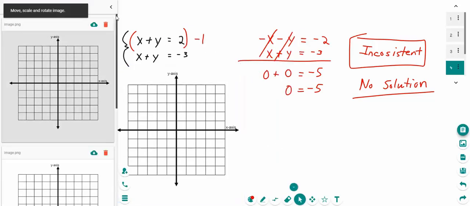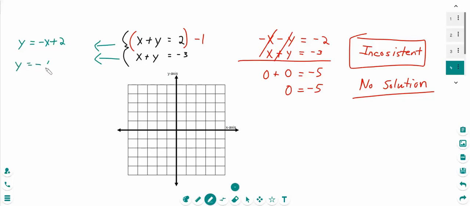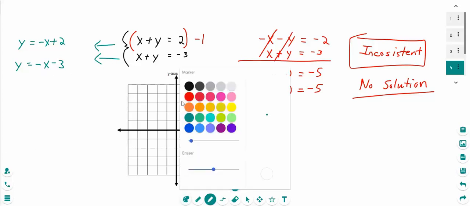So, let's pull out our graph here again. And first thing, we're going to rewrite this in our slope-intercept form so that we can graph it a little bit easier. So we're going to solve for y. If we solve for y, we're going to move the x over to the other side. So it's going to be y is equal to -x plus 2, right? I'm just rearranging. Now, this next one, again, solving for y, we're going to have y is equal to -x minus 3. Okay? All right, let's graph these two.